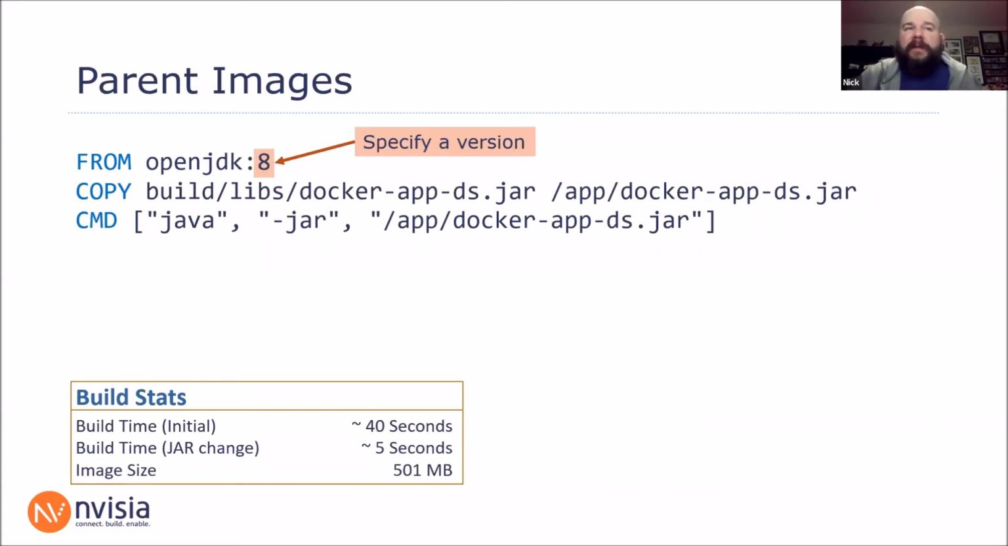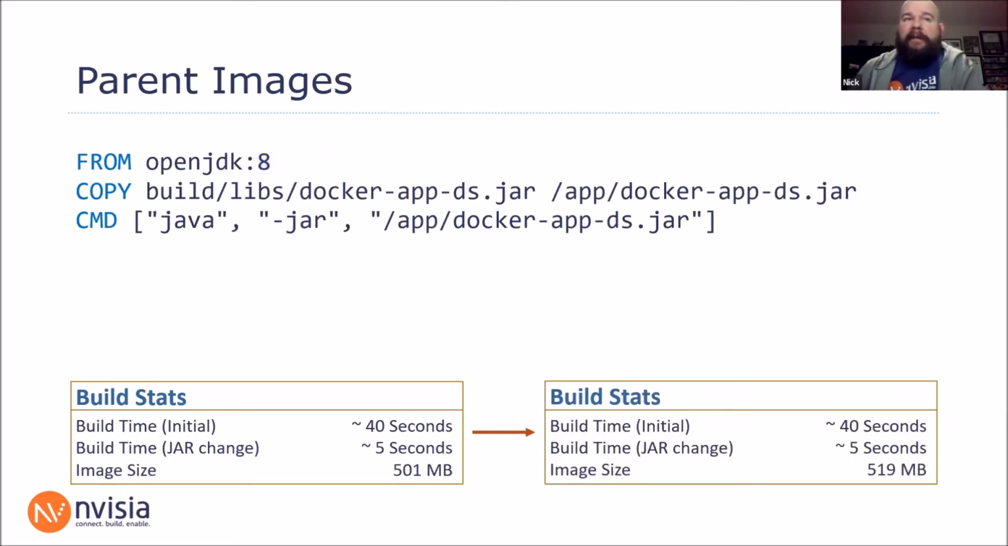Next thing we're going to do is specify a version. If we don't specify a version, we're going to get the latest version of Java that's out there, which I believe is Java 14. We were running on Java 8, so we're going to specify Java 8. What does that do? Again, doesn't really change our build time, but you'll notice our image size went up. So apparently Java 14 is a bit smaller than Java 8.